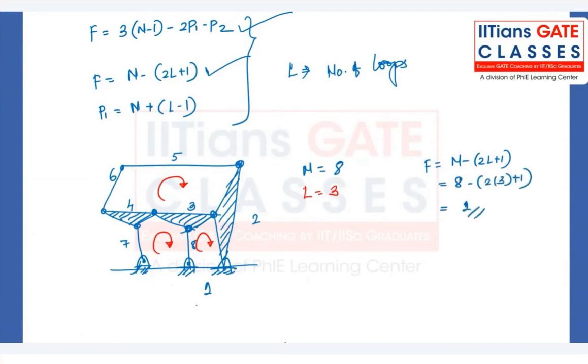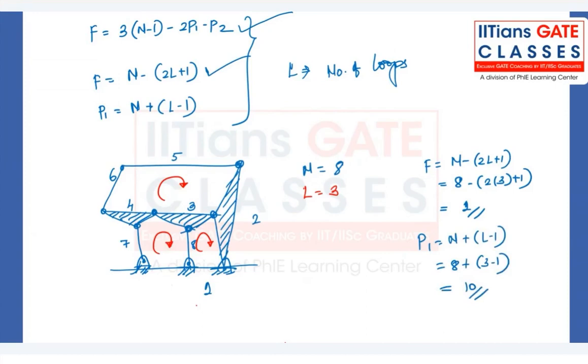Okay, and how many pairs are there? P1 means number of pairs with 1 degree of freedom. Using the formula n plus l minus 1, that is 8 plus 3 minus 1. We should get the same.